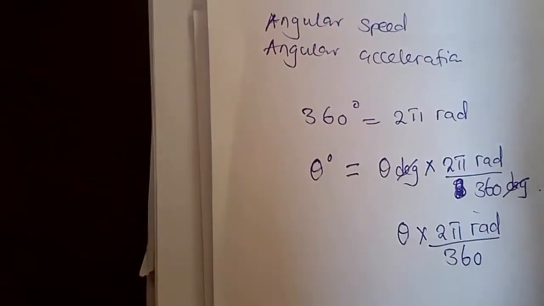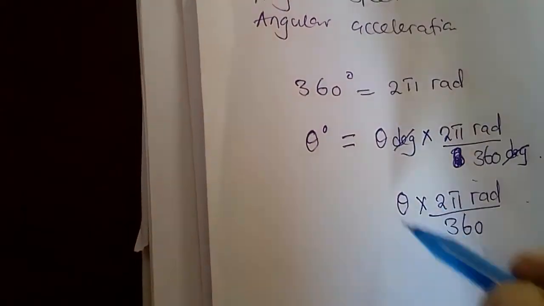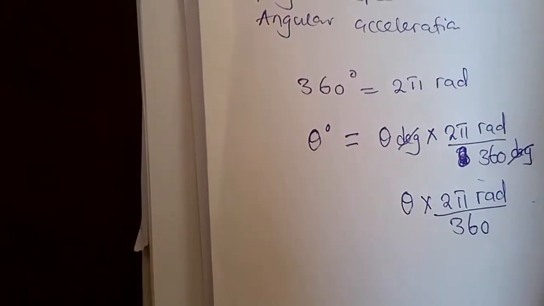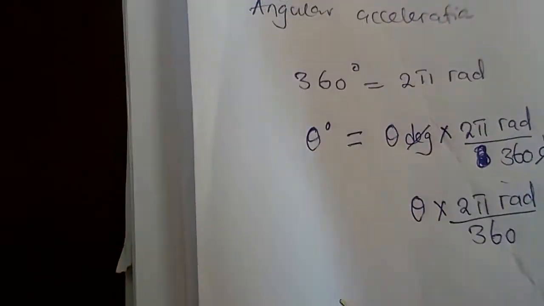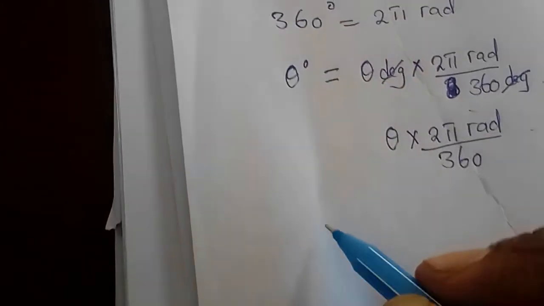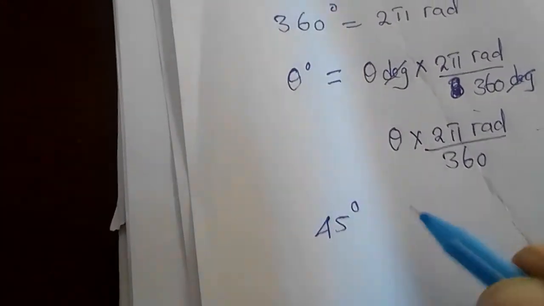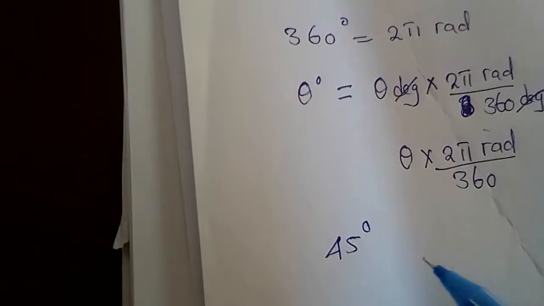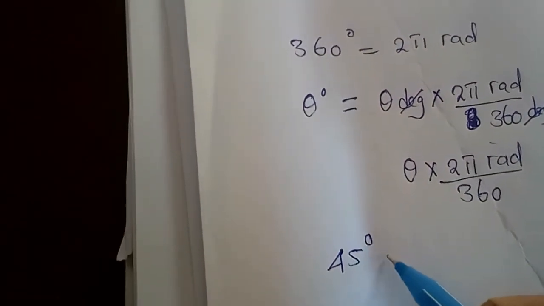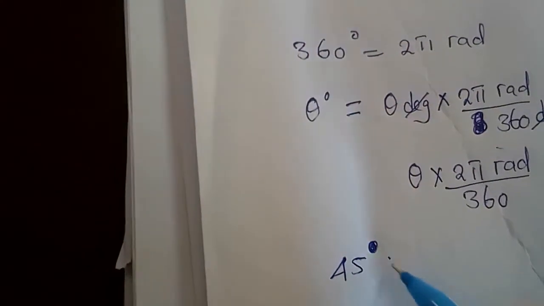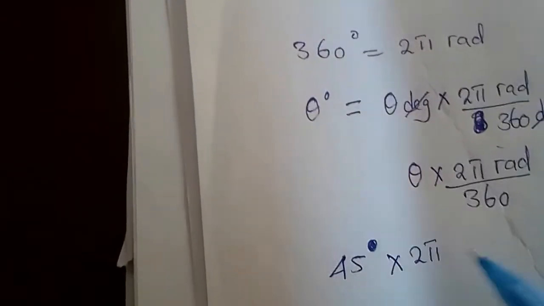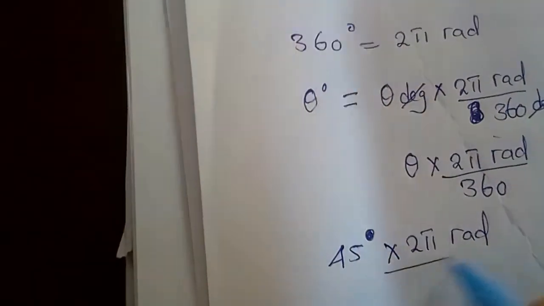Mind you, the degrees have gone, meaning that the value that I will get after the calculations will be in radians. So let's assume that the angle was 45 degrees. If we have 45 degrees and we want to convert it to radians, we are simply going to multiply it by 2 pi radians divided by 360.